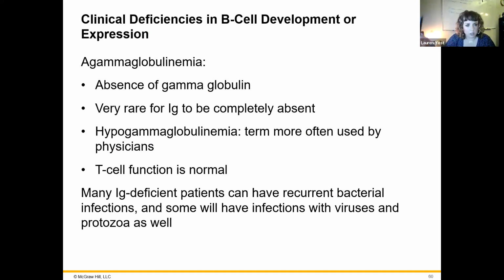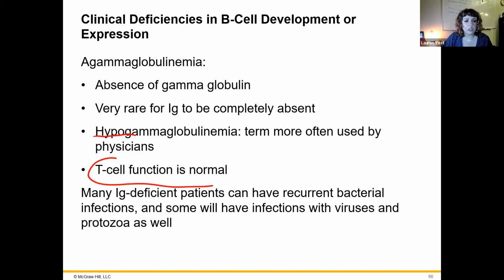So starting with gammaglobulinemia. This has to do with B cell development or expression of some kind. There's a few different versions of this, but essentially you don't have gamma globulin, you don't have immunoglobulin, you can't make your antibodies. So hypogammaglobulinemia, because there can sometimes be some production of these, they would just call it hypo instead of just complete agammaglobulinemia. We're not going to talk about it that way, though.